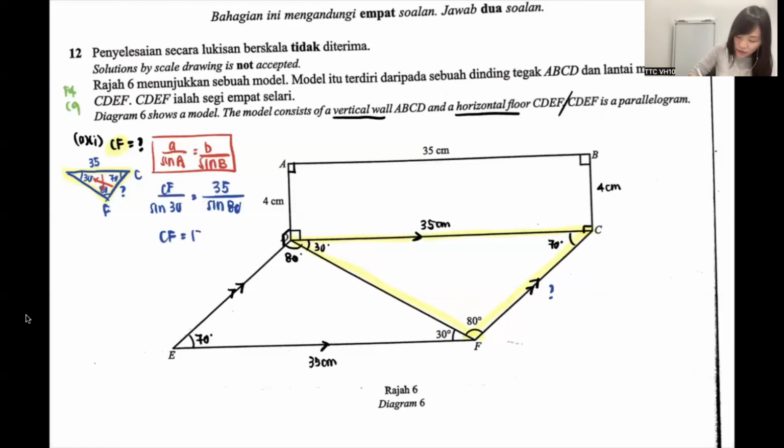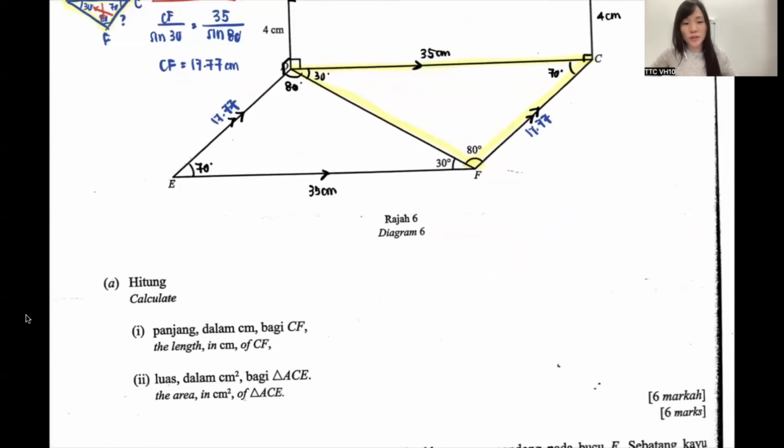I'm getting 17.7699, okay, 17.77 cm. Done. Got the answer? Update your diagram, please always update. Here 17.77, here 17.77 as well. Done. Let's move on to the second part.